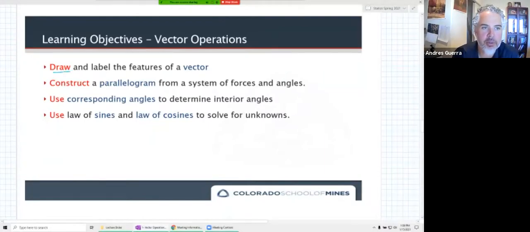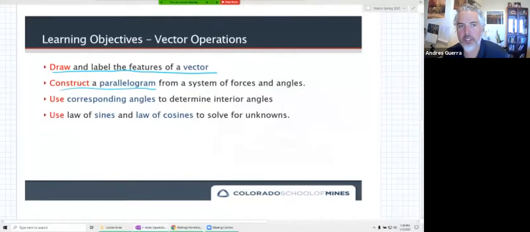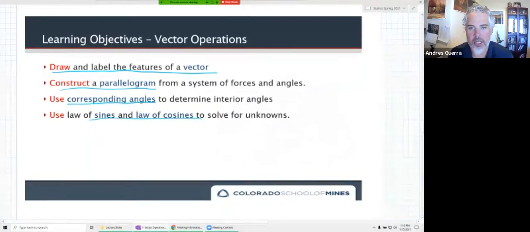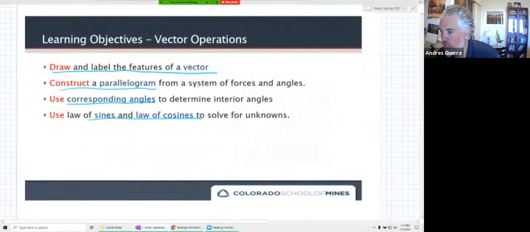So the first one is just be able to draw and label the features of a vector. And then once we get those general features, and that should be mostly review, we're going to draw some pictures. We're going to use parallelograms today. And so we need to be able to construct or draw this parallelogram from a system of forces and angles. We'll do some examples of that today. Use corresponding angles. So corresponding angles is another key thing there to determine the interior angles. And then once we have those interior angles, we can use law of sines and law of cosines to solve for unknowns in a general triangle.